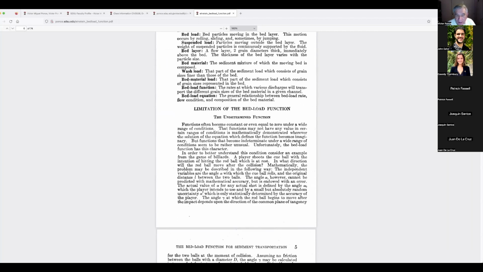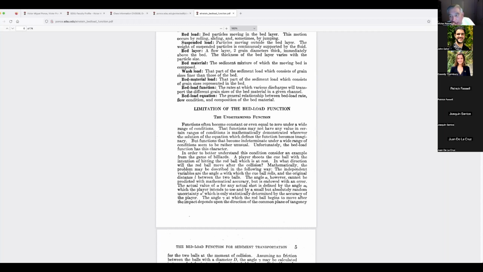Limitation of the bed load function. Functions often become constant or even equal to zero under a wide range of conditions. This is interesting because I think I already mentioned to you that we don't use the bed load function because it has a way of getting some indetermination. And once you get indetermination, then you can't do anything. You can't call Einstein to consult for you. He's dead already. So therefore, we try to avoid methodologies that don't work all the time. They're not foolproof.